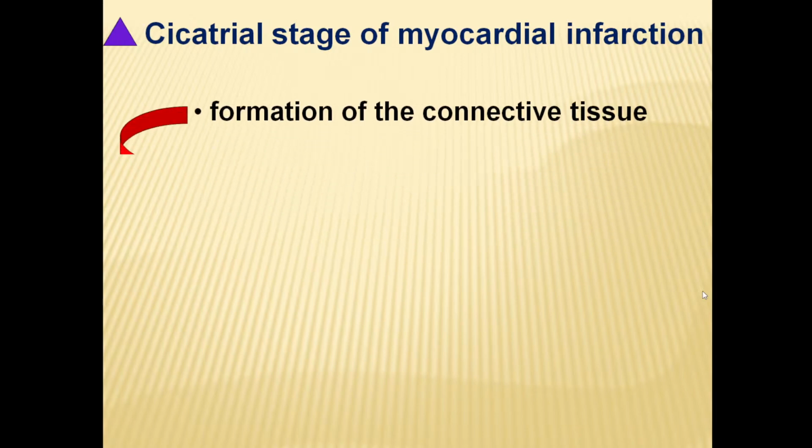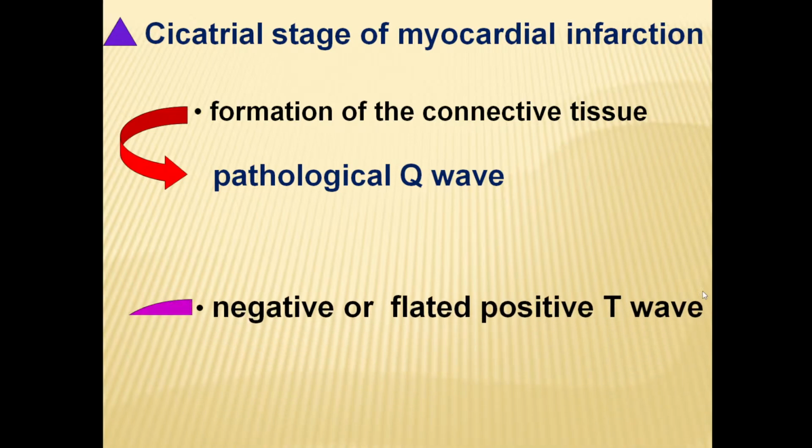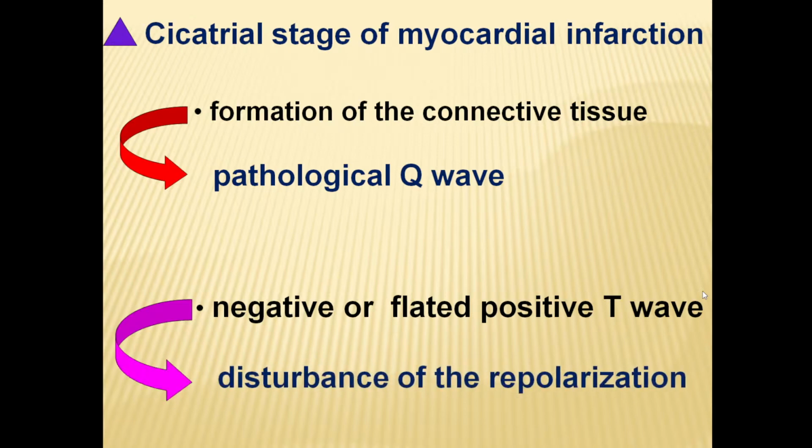How can you know about formation of connective tissue? On ECG only a pathological Q wave will remain. The ST segment is isoelectrical, and the T wave loses its ischemic characteristic. It may be negative, flat, or positive. It depends on the size of the cicatrial scar, but it will be assessed as a disturbance of repolarization because it loses its ischemic properties. We remember, an ischemic T wave must be sharp, symmetrical, and high or deep.